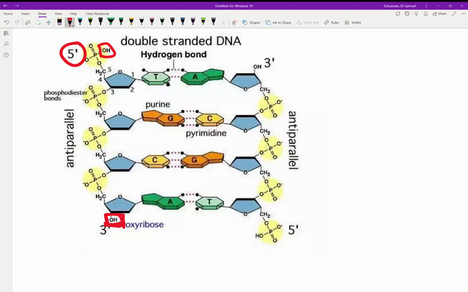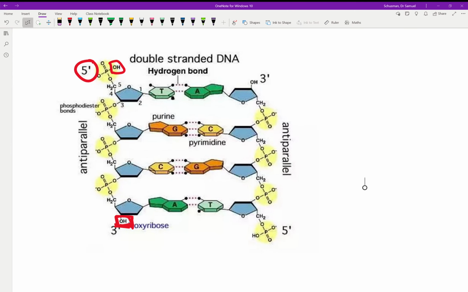the actual deoxyribose sugar. If you look on the other strand, you'll realise the 3' end is facing upwards, so is aligned with the 5' end, and the 5' end is aligned with the 3' end. Basically, this is where the word antiparallel comes from. So this is why DNA is described as antiparallel.